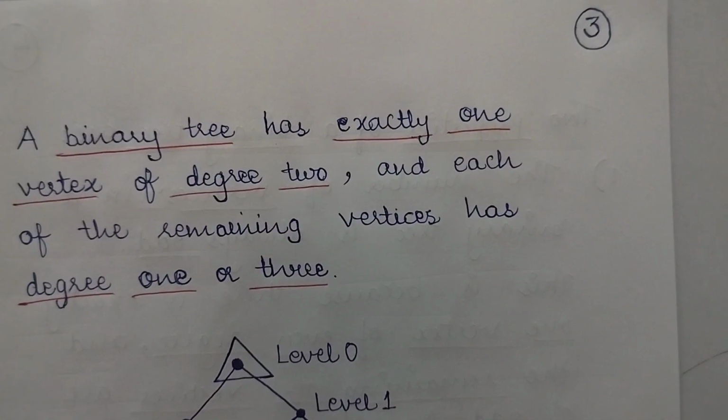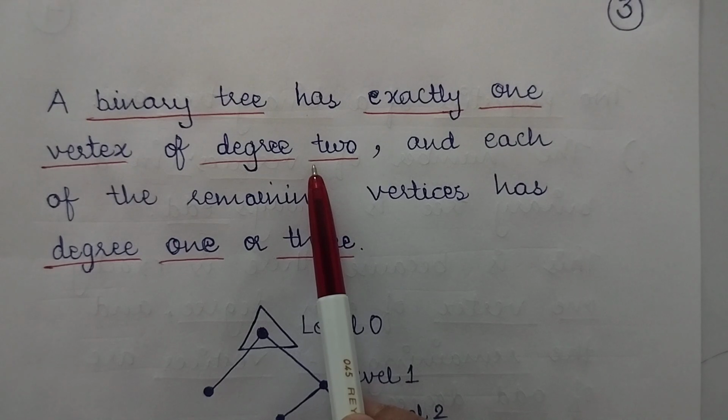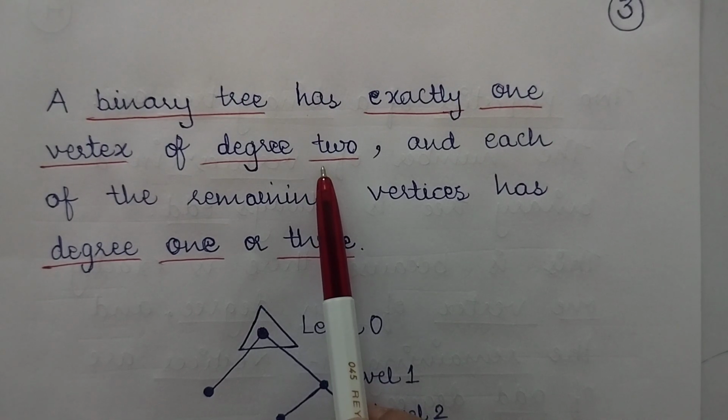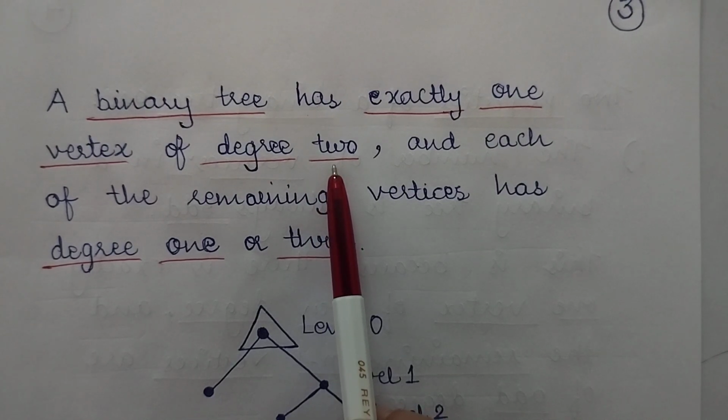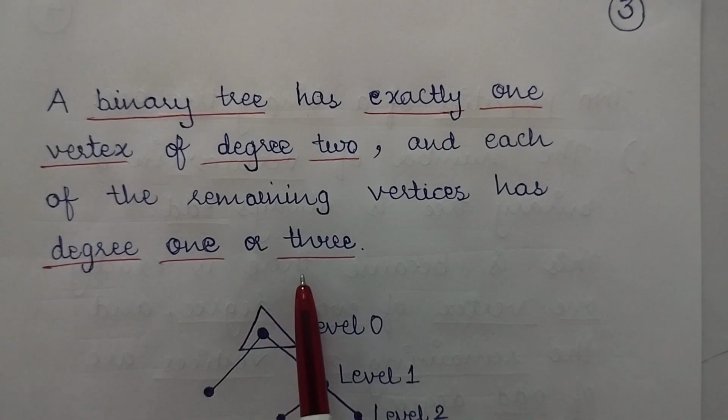A binary tree has exactly one vertex of degree 2. Another important property of a binary tree is that it has exactly one vertex of degree 2 and no more than one vertex with degree 2. So in the entire binary tree, you will find only one vertex with degree 2. And each of the remaining vertices will either have degree 1 or 3.